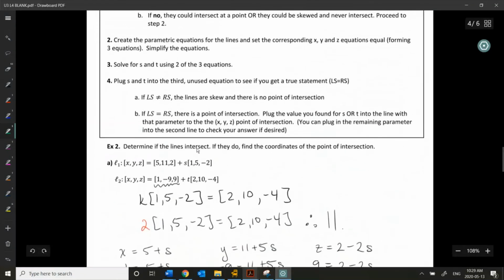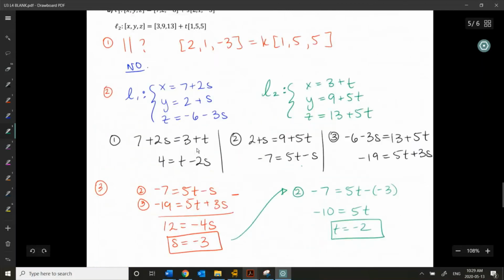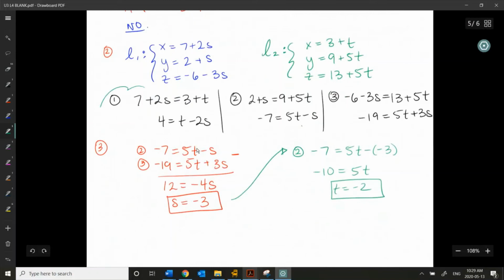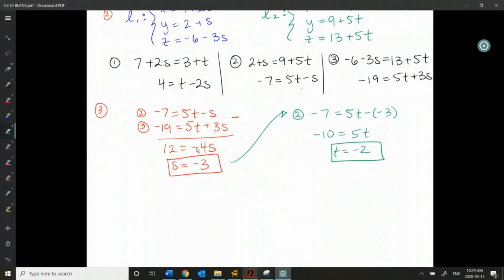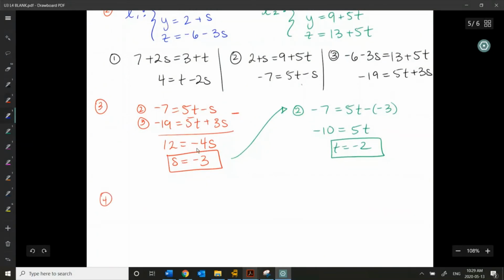Okay, so now we're going to go to the next step, and that is, now that we have solved for s and t, we're going to plug s and t into the third unused equation. In our case, the third unused equation is actually equation 1. That's the equation that we haven't used yet, and we need to see if we get a true statement. So here's step 4. Is 4 going to be equal to t minus 2 times our s? And I think that actually is going to give us a true statement.